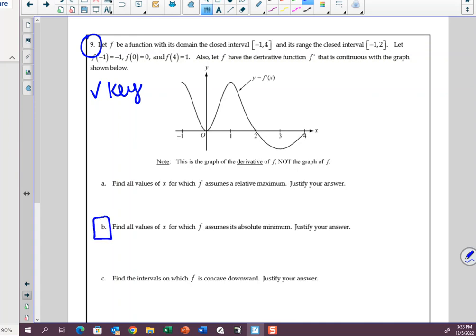I will talk about part B because I did not talk about that part in class, but number 9 is pretty straightforward, nothing extra tricky about it. It's very similar to number 1 in that you're identifying maximums, concavities, and points of inflection of f from an f prime graph.